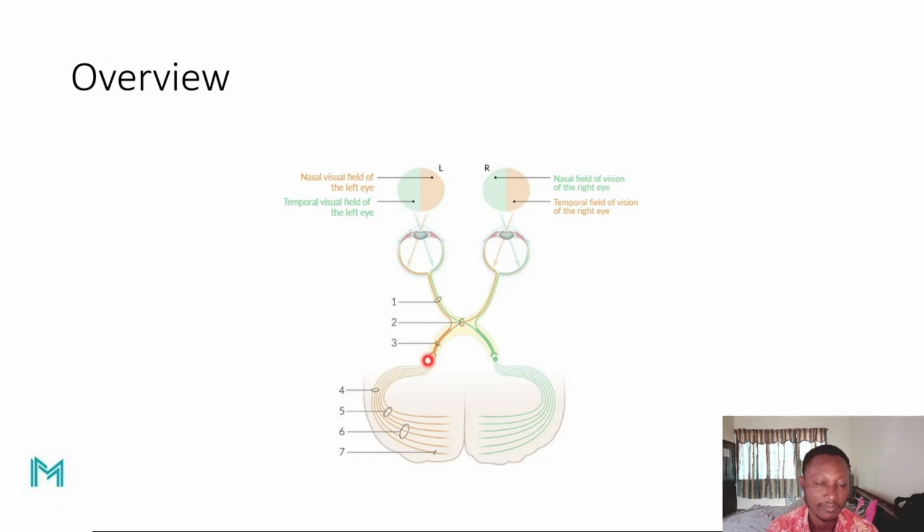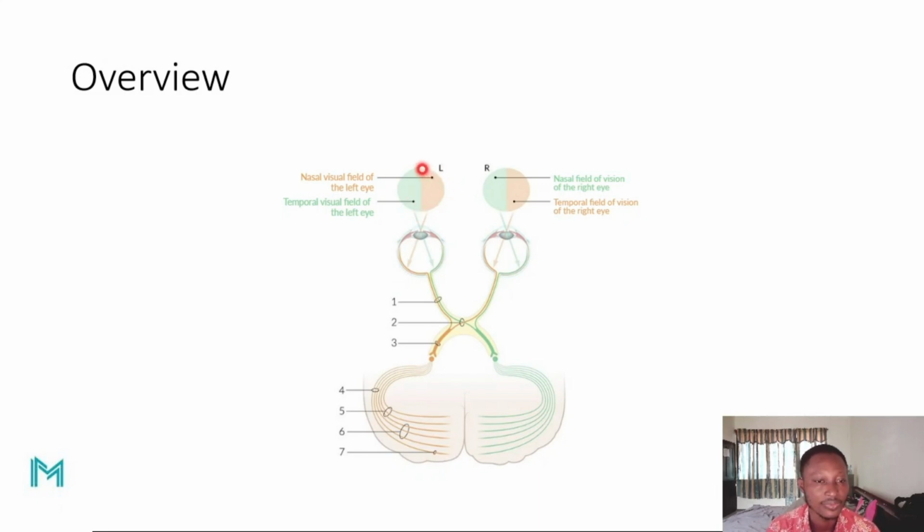Now at the optic tract, the fibers further divide, with some going down to the temporal lobe and some going up to the parietal lobe, and these are called the optic radiations. And these fibers finally converge at the occipital lobe, where we have the primary visual cortex. Now let's get some terminologies out of the way.